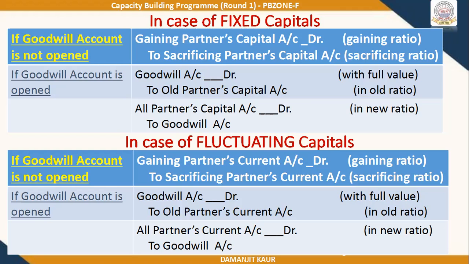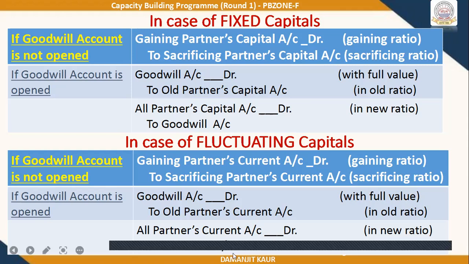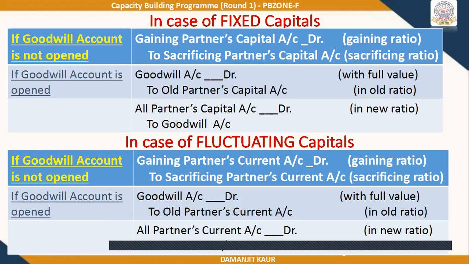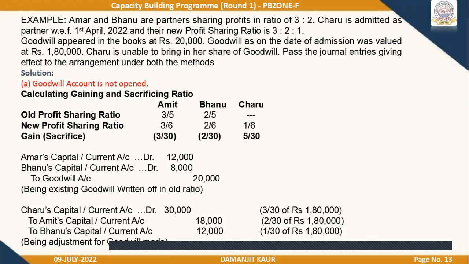Then in the second case, when the goodwill account is opened, the goodwill account is debited to the old partners' capital accounts. Goodwill account will be raised with the full value, and this full value will be based on the amount not brought in by the new partner. It will be raised from the old partners and then written off to the new partners' capital accounts in the new ratio. In the same way, if the capitals are fixed, these entries will be passed to the current accounts of the partners.